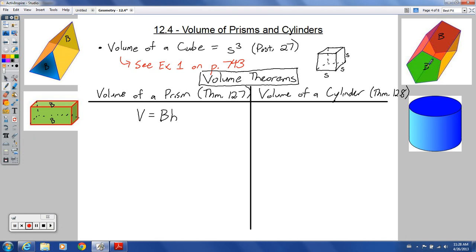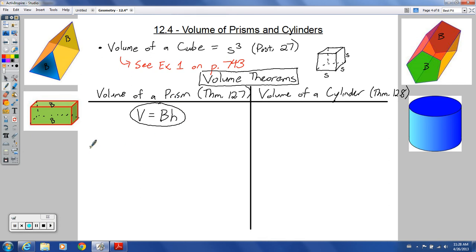If you have different shaped bases like a pentagon, a heptagon, octagon, you're going to have to use that apothem method to figure out the area of the base. So we've been reviewing that a little bit, as we've been going along with this chapter. But let's draw some pictures here. This is the important thing to remember for the volume of a prism.